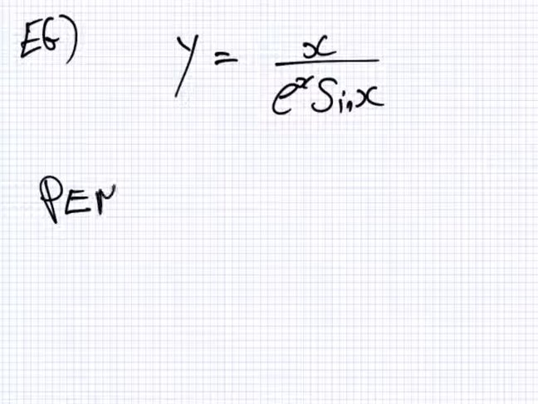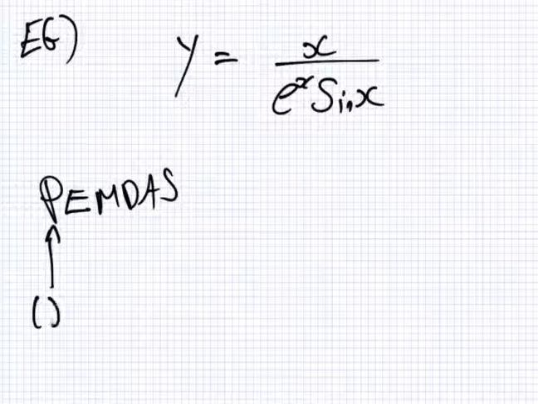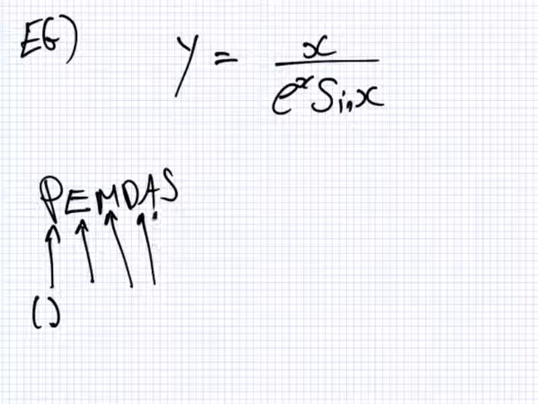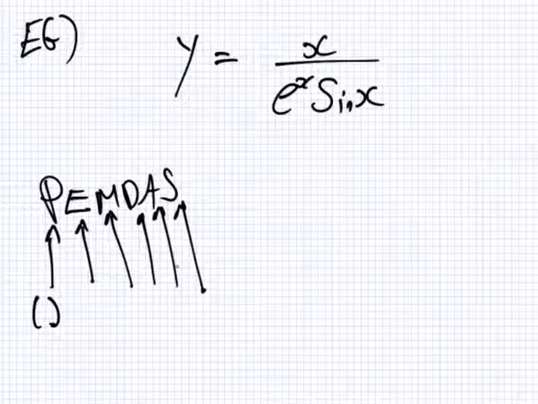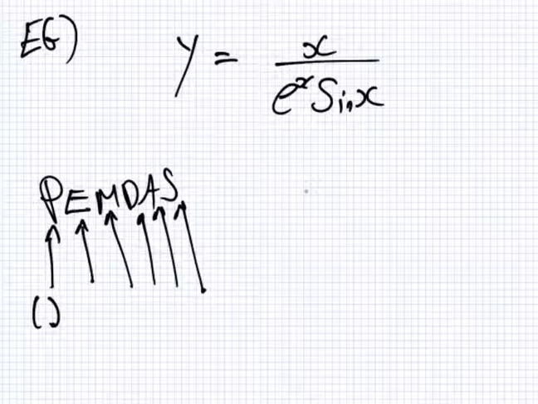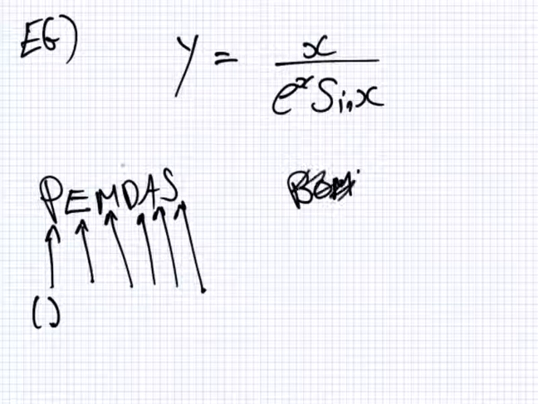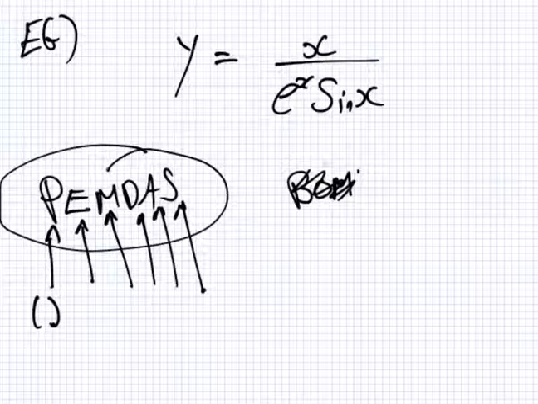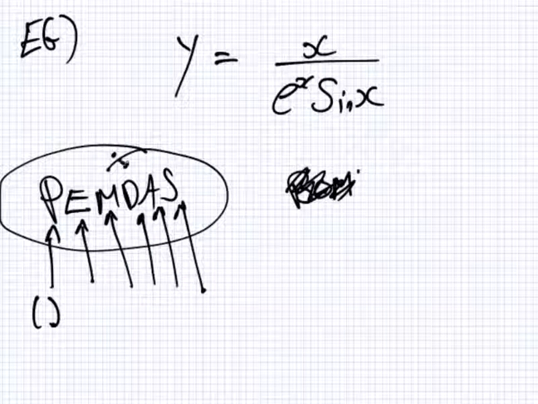Now let's make it a little bit more difficult. So let's say we have something like y equals x over e^x sin x. Now, why is this one more difficult? Because it's both quotient and product rule. So which one first? Multiplying is product, or quotient?